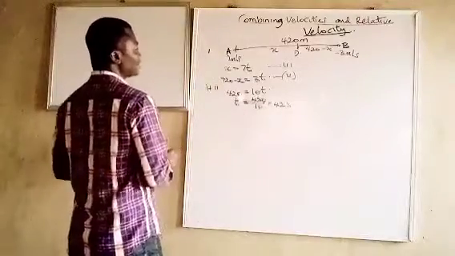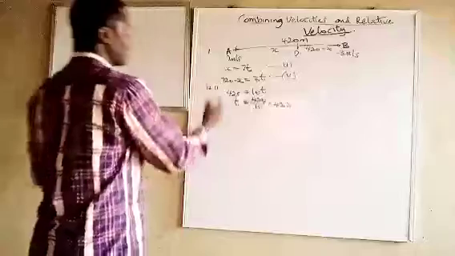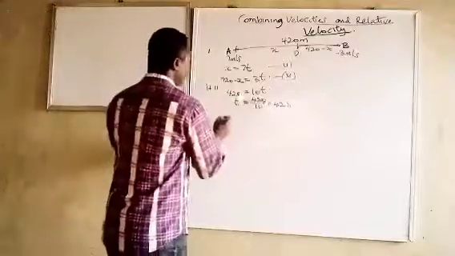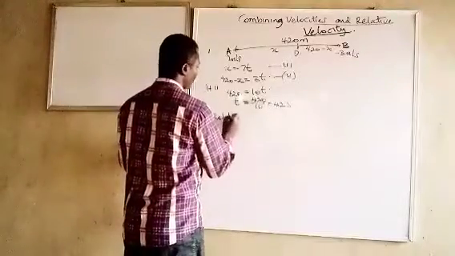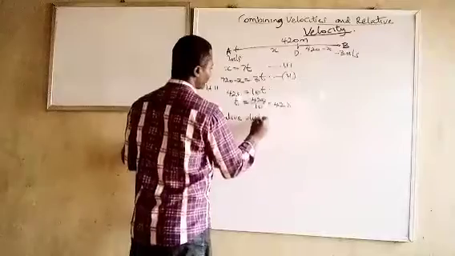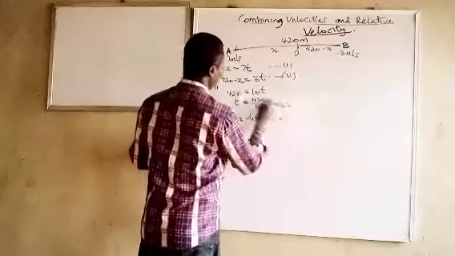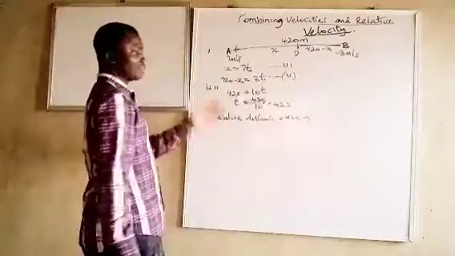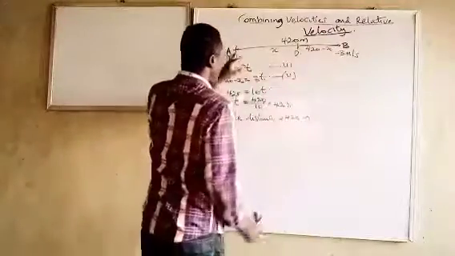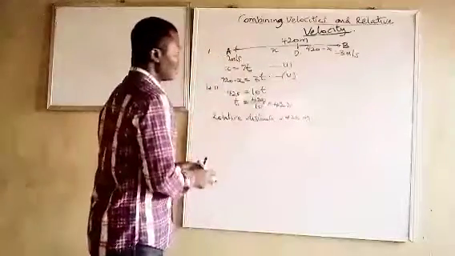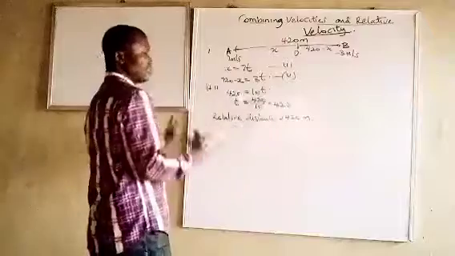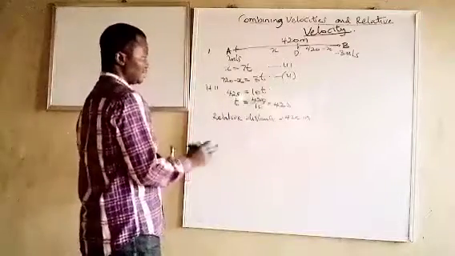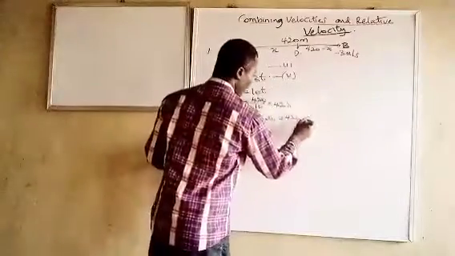We can also look at it again when we want to consider the relative velocity and relative distance. The relative distance is equal to 420 meters. You see, that's why we call it relative. You measure it from the other object, either it is moving or stationary. It depends on what is happening.